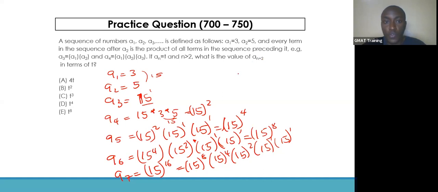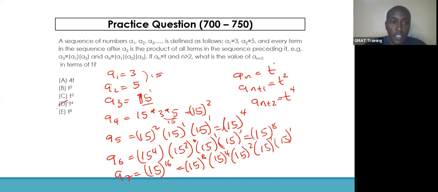Since we know that An is equal to T, then An plus 1 should be the power of this multiplied by 2. This is T squared. And An plus 2, the power multiplied by 2, this is T to power 4. And D should be our answer. With attention to the right detail, you can get these questions right with this pattern recognition skill that I mentioned about.